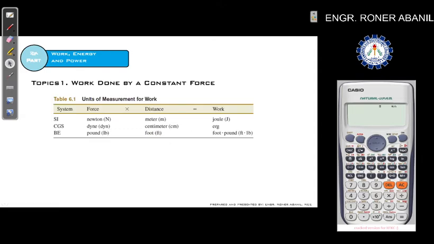Okay? So, ito naman, table 6.1, ito yung unit of measurement of work. Bali, ito yung pinag-aralan ni James Joule. Okay? So, sa SI, meron tayong Newton, multiply meter by meter equals to joules. Sa CGS naman, dyne, multiply by centimeter, magiging erg. Paki-check na lang kung tama yung pronunciation ko niya ng erg. Erg. So, sa British English naman is pound, multiply by foot, magiging foot-pound. Okay? So, yun.